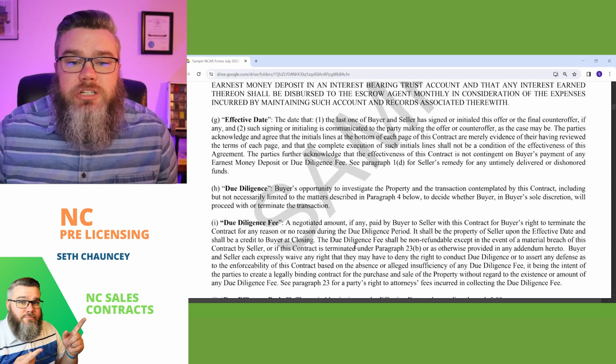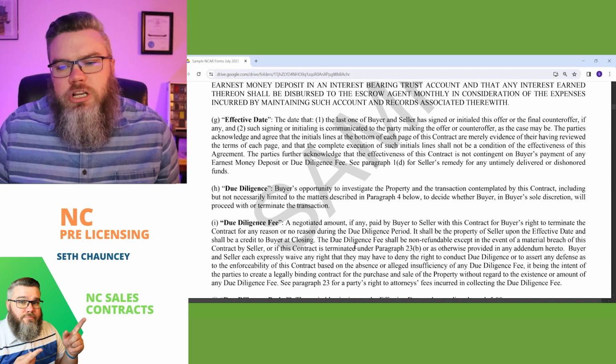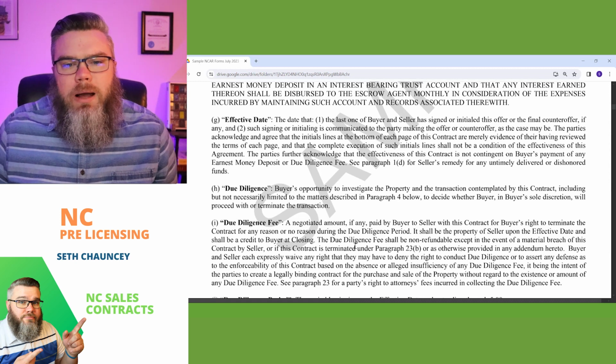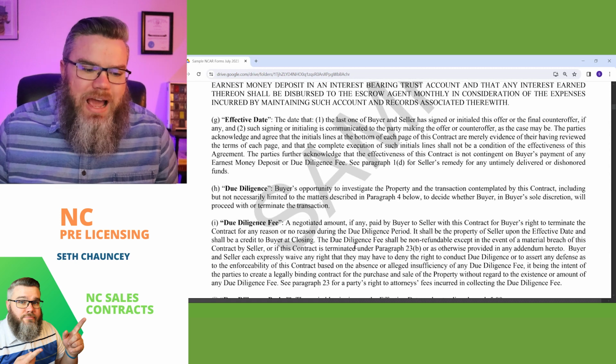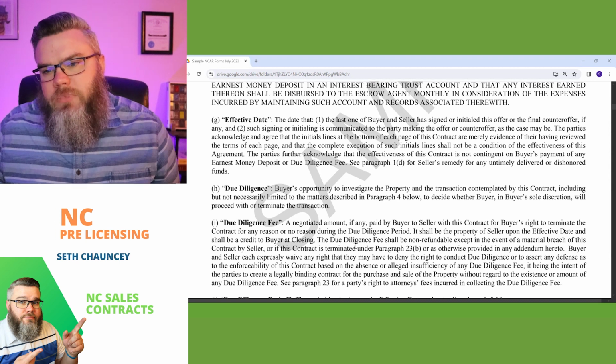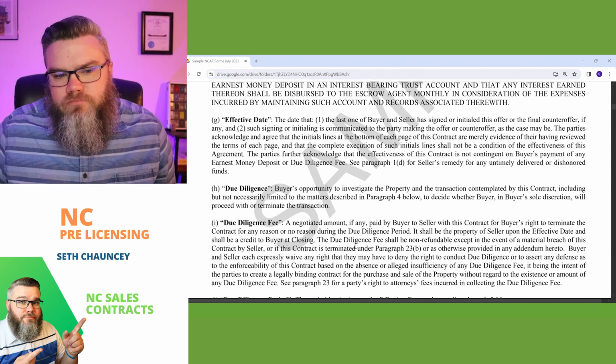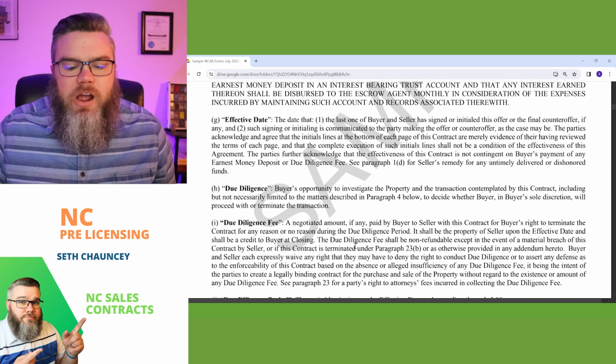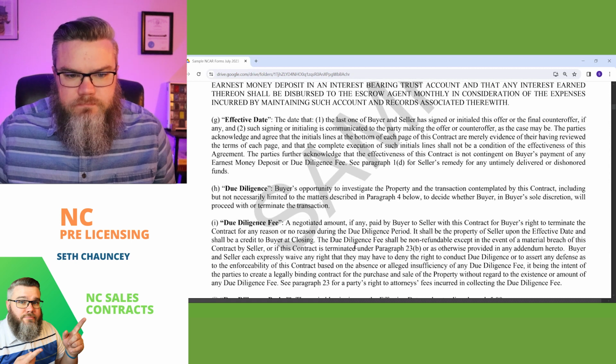That's why we call it a due diligence fee versus an earnest money deposit. Deposits are slated to come back to you as long as you don't do anything wrong. Fees, you purchased that right to have the ability to walk away. That's very different from back in the day. Very different.